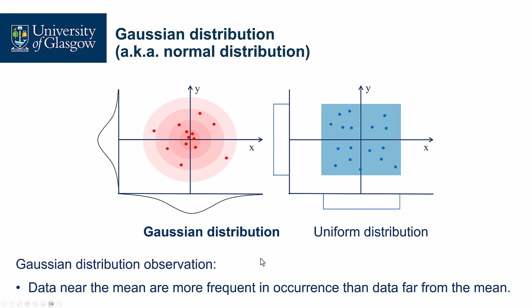So we can find that in a Gaussian distribution, the data near the mean appear more frequently than the data far from the mean. So this is the basic idea of a Gaussian distribution.